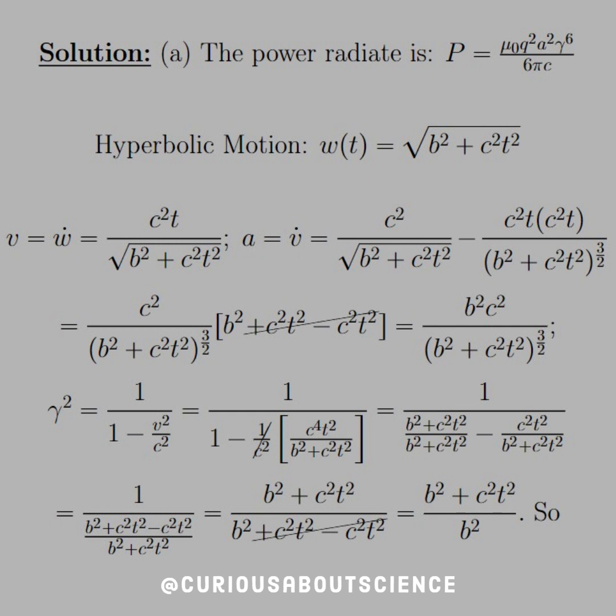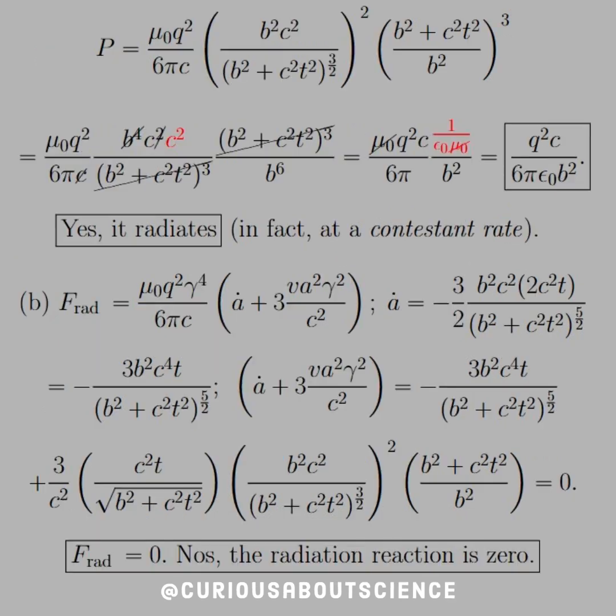Gamma squared, we know what that is from all the other substitutions. So we just have 1 over 1 minus V squared over C squared, so plug the V in, cancel away, reduce away, find a common denominator in the fraction in the denominator. And then we know that when we divide by a fraction, we multiply by the reciprocal, so flip it, and we can cancel away the common factors in the new denominator, and we're left with gamma squared equal to B squared plus C squared T squared over B squared. So not as bad as it could be, actually.